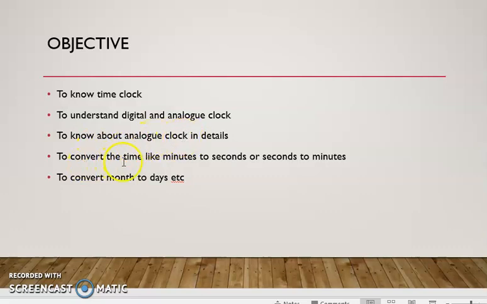To convert the times like minutes to seconds or seconds to minutes, like big to small or small to big, I will tell you in this objective, and to convert months to days, etc. So let's start our objective. After this video you are able to know these objectives, okay? And this is my video 1.